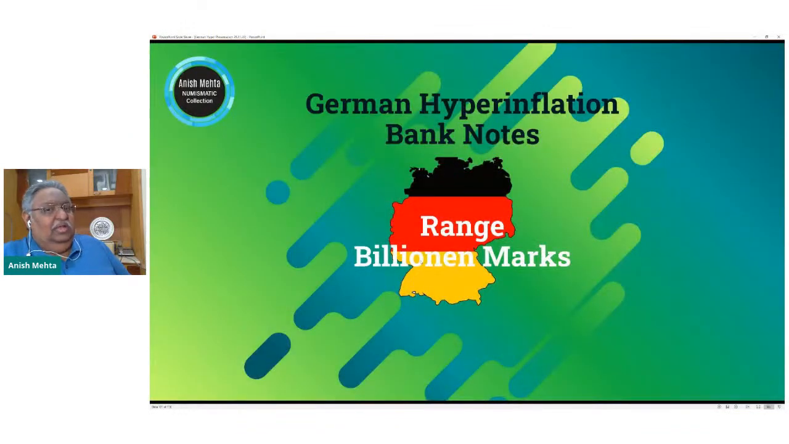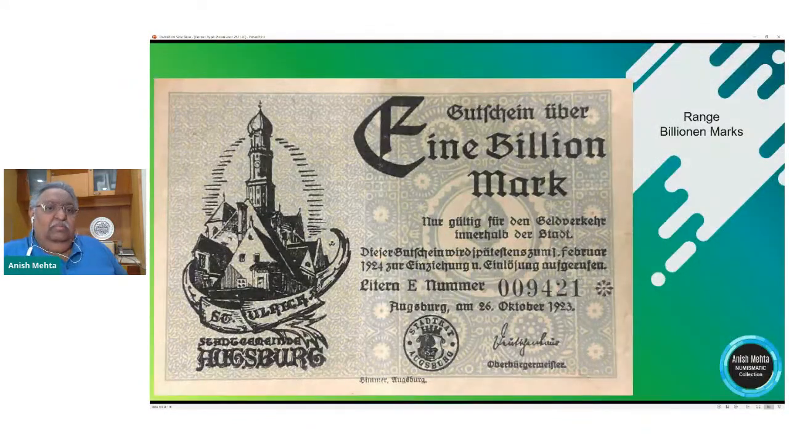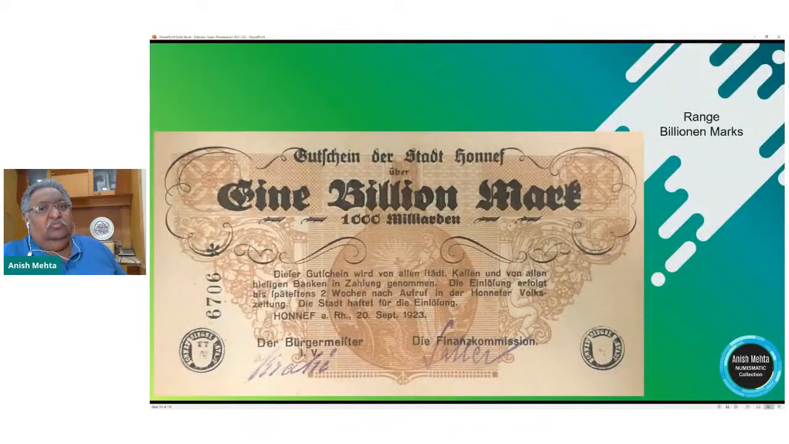Now we come to the Billion mark range, which in today's time we would treat as a trillion marks. This is one Billion, that means 1 trillion. And if you see, it's written 1,000 Milliarden.